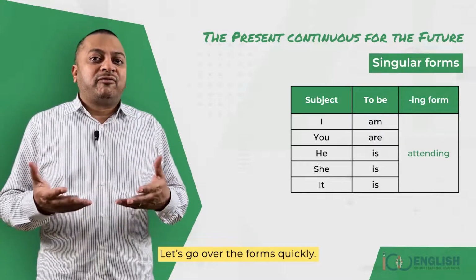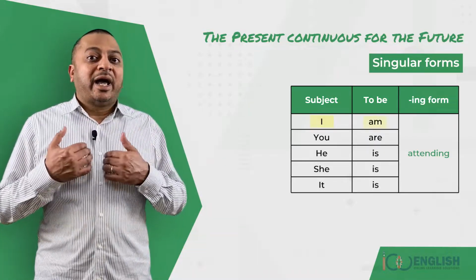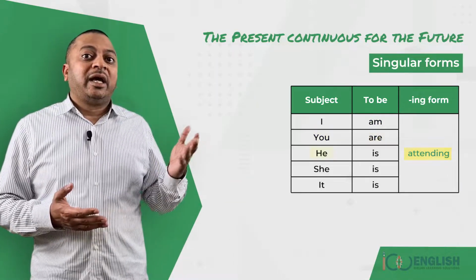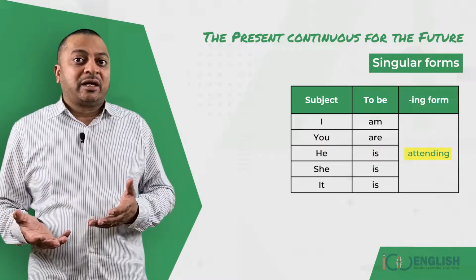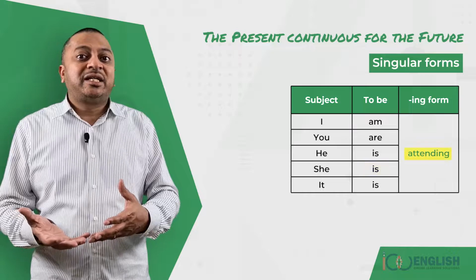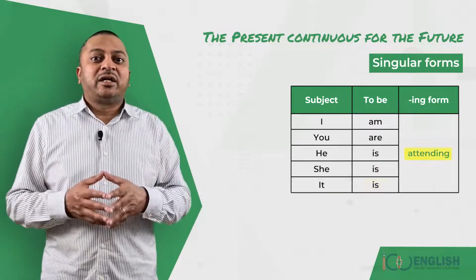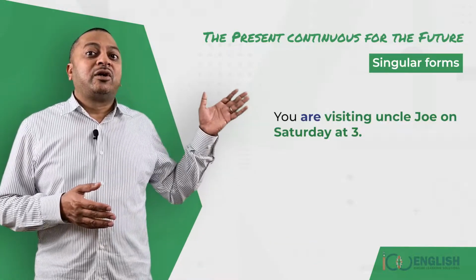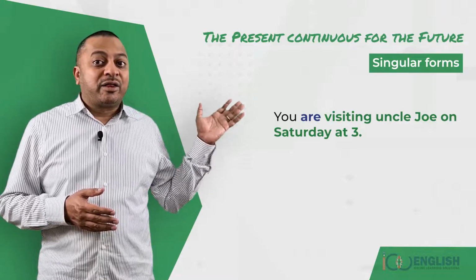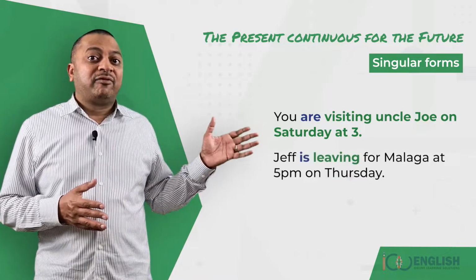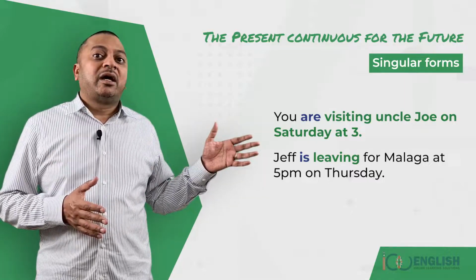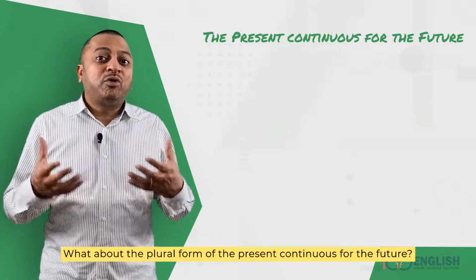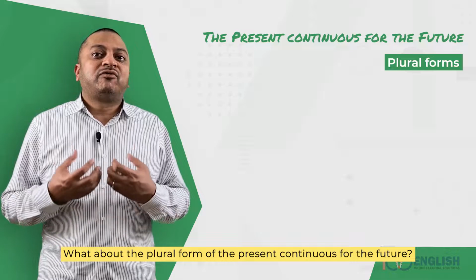Let's go over the forms quickly. I am attending. You are attending. He is attending. She is attending. It is attending. Let's look at some examples. You are visiting Uncle Joe on Saturday at 3. Jeff is leaving for Malaga at 5 p.m. on Thursday.